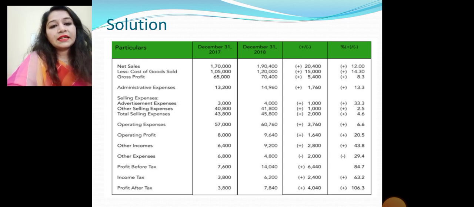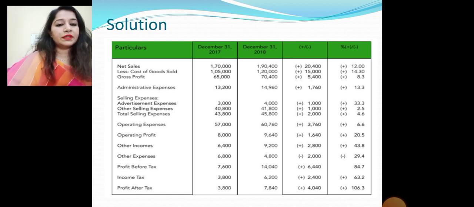Next, cost of goods sold. We'll write the amount of cost of goods sold for previous year and current year, and then the difference is positive, and the percentage is 14.30%. Third, net sales minus cost of goods sold is gross profit. So gross profit comes to 65,000 in the previous year and 70,400 in the current year, and the difference. Next is administrative expenses. Previous year 13,200, current year 14,960. Difference is positive, and percentage 13.3%.